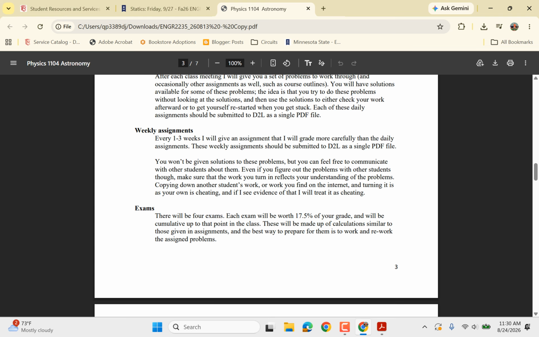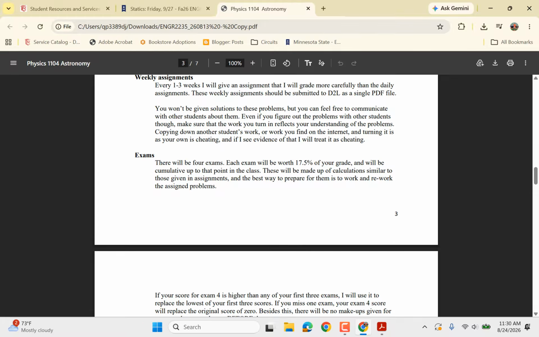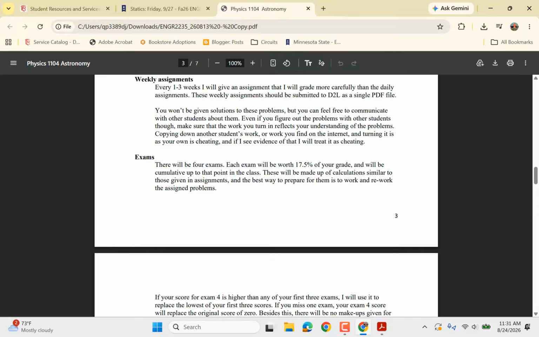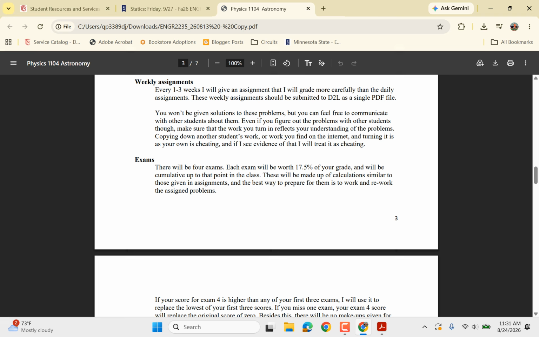And then the weekly assignments are similar to the daily assignments, except these are just the ones that I'm going to actually grade. So I'll grade these the same way that I'll grade exams. So it'll give you a little bit of information of what I'm looking for on exams. And it's also just part of my assessment of your work. These you should not use AI on. You can work together to make sense out of these problems, but this should be your work that you turn in.